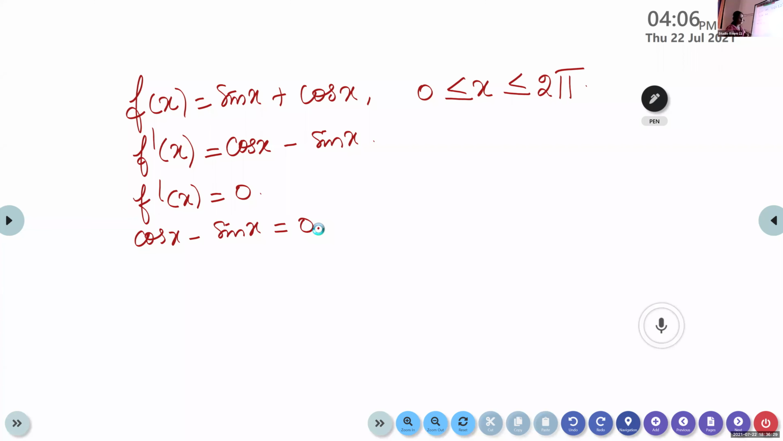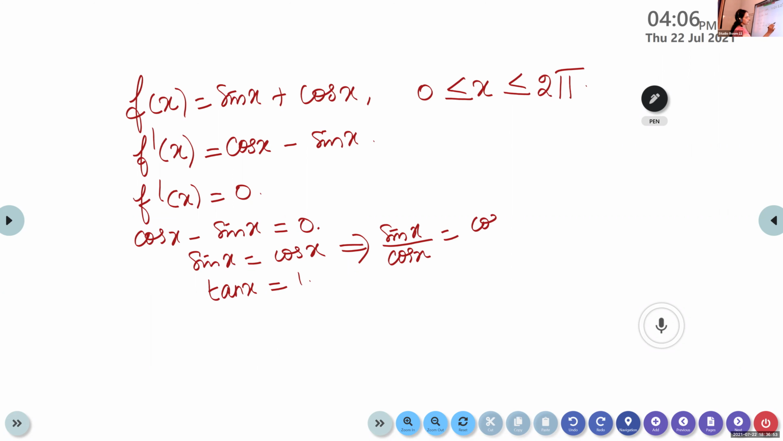Good. Here, cos x minus sin x is 0. So from here, shall I write like this? Sin x is equal to cos x. Is it correct? Cos x minus sin x is 0 means both are equal. That means, shall I write tan x equal to 1? Both sides I divide by cos x. I convert in terms of tan so that it will be easy. Sin x by cos x is tan x, and cos x by cos x is 1. So tan x is 1.